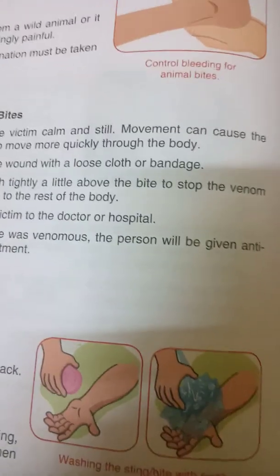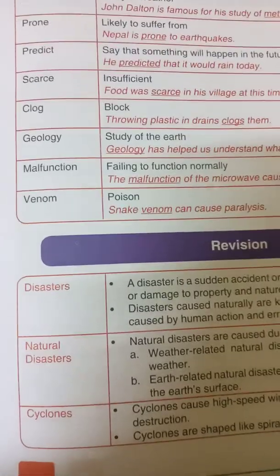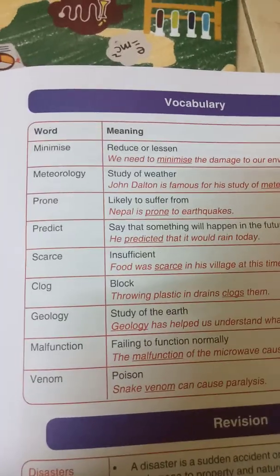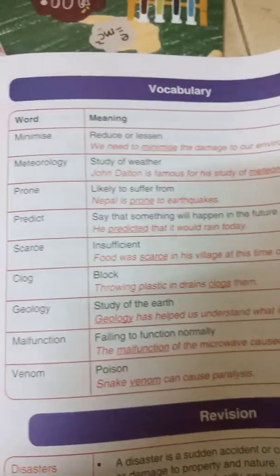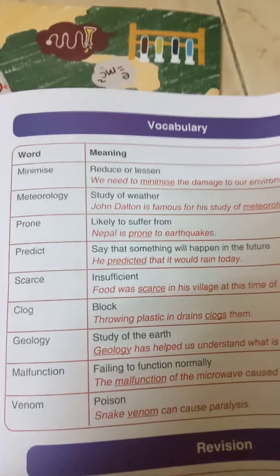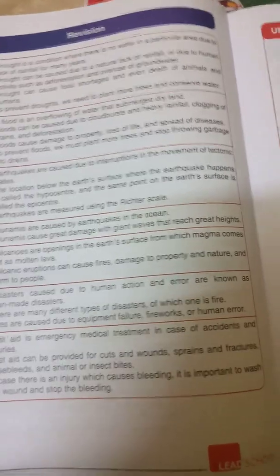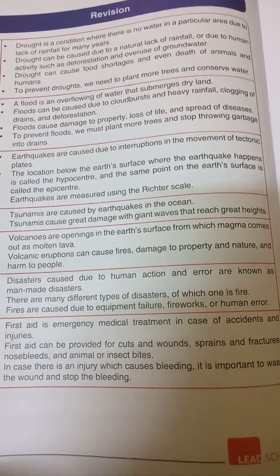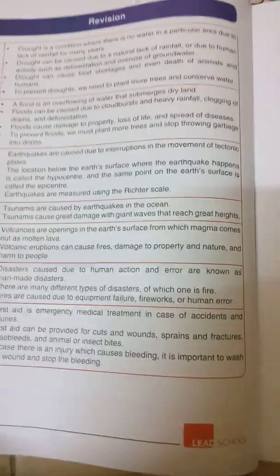Okay, so you have learnt about disasters, natural disasters, cyclones, and what is meteorology? Study of weather. Geology, study of earth. What is venom? Poison. Malfunction is failing to function normally. And man-made disasters, how you can reduce, we have learnt. There are many types of disasters, of which one is fire. Fires are caused due to equipment failure, fireworks, or human error.